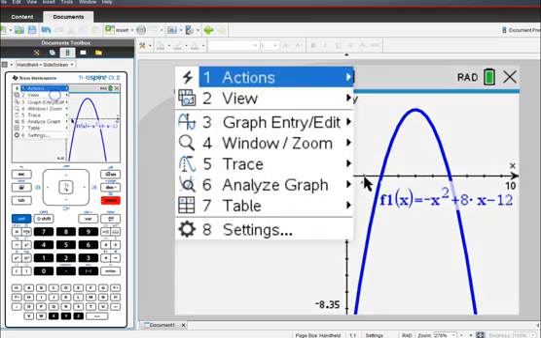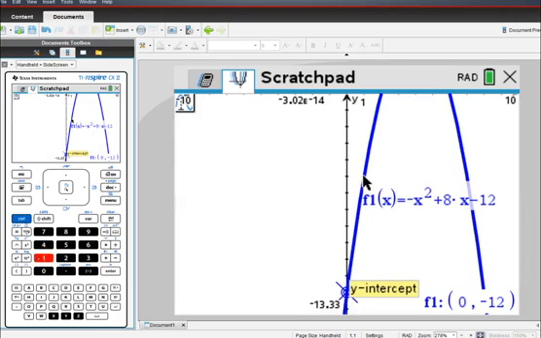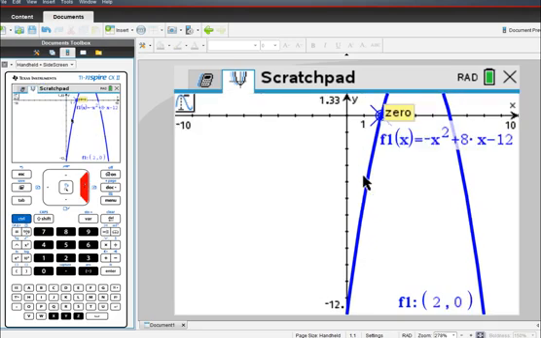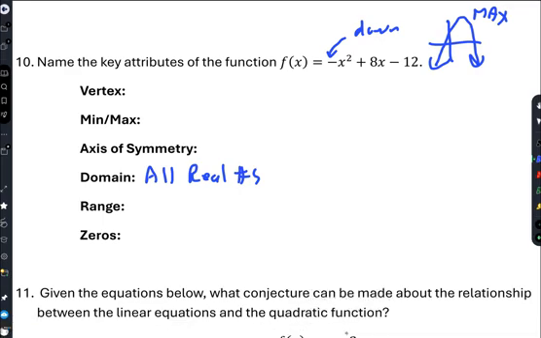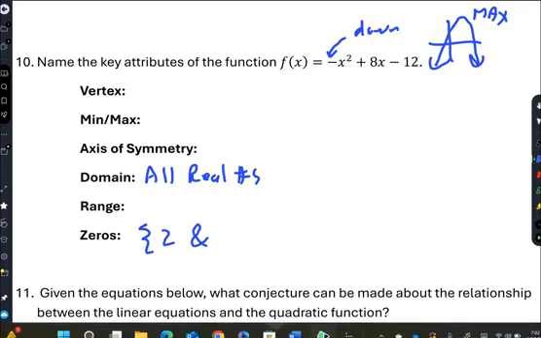So I'm going to hit menu 5-1. And that's my y-intercept, 0, negative 12. I think that's one of the things we got to put in, right? No, we don't have the y-intercept. We need the vertex, and we need the min or max, the axis of symmetry, the domain, and the range, and the zeros. Okay, so we're going to go up, and we're going to get our zeros. One of the zeros is 2. So I'm going to put a brace, 2, and I'm going to go back to my graph.